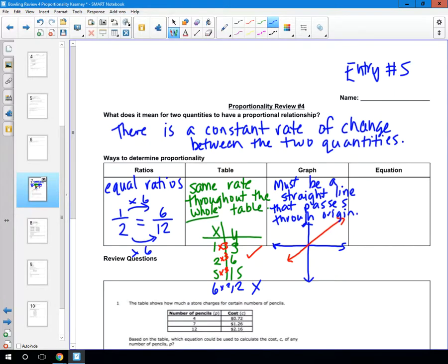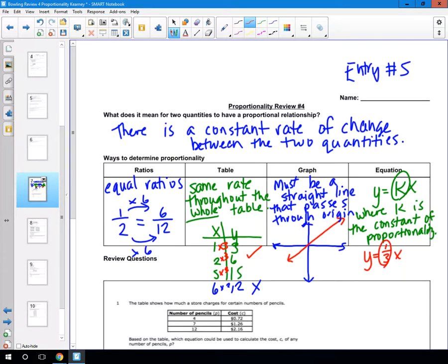Okay? And the last way is you can look at an equation. An equation of a proportional relationship is in the form y equals kx, where k is the constant of proportionality. Okay, so for example, y equals 1/3 x. 1/3 is the constant of proportionality, or it's the unit rate. Okay, y equals 6x. 6 is the constant of proportionality, or the unit rate.